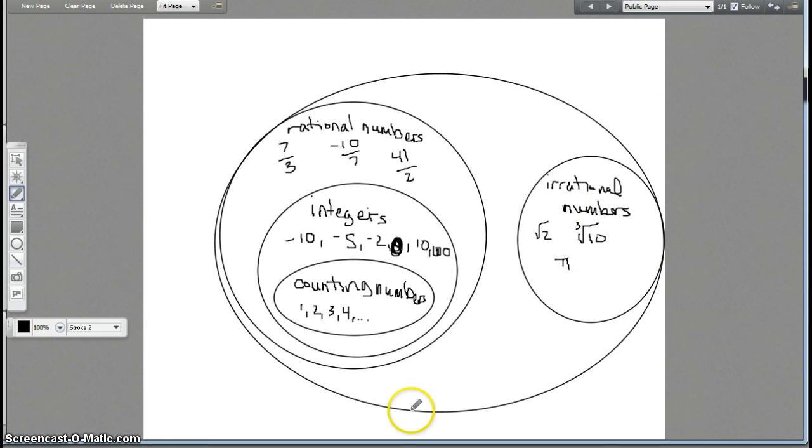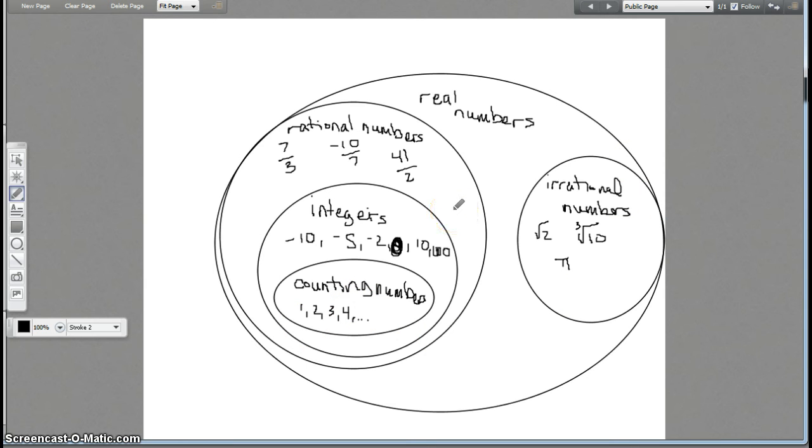And then the big circle that encompasses all of these circles is real numbers. All of these are real numbers. In this book, we are not going to get into imaginary numbers. You learn about imaginary numbers in Algebra 2. But real numbers include the rational numbers and the irrational numbers. Any number that is irrational cannot be rational. A rational number can be an integer. A rational number can be a counting number. All of these are real numbers.